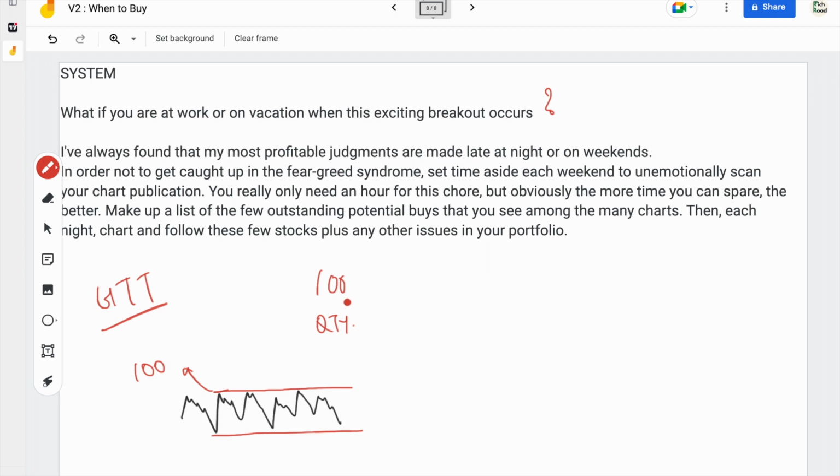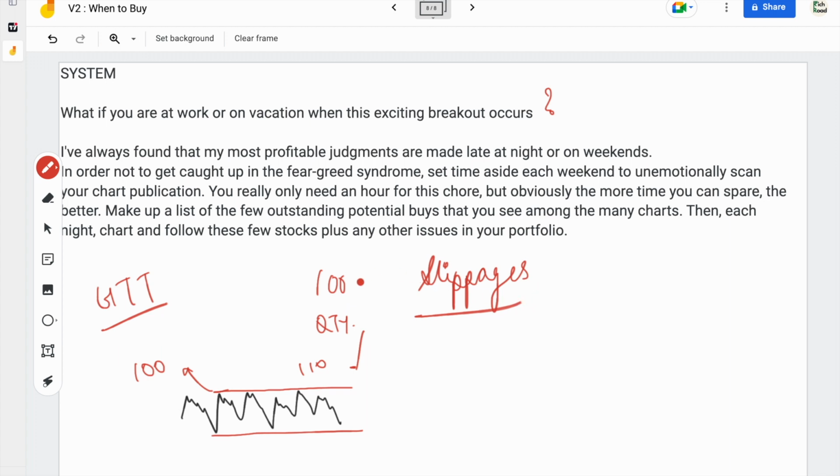The next question is, what if the stock gaps up at 110 and moves up? Then your order will not be triggered, right? From there on, he brings us to the point of something called slippages. And this is very important, very important.